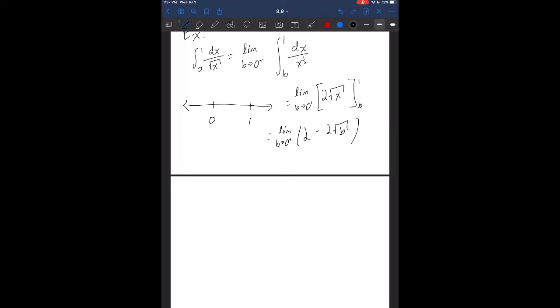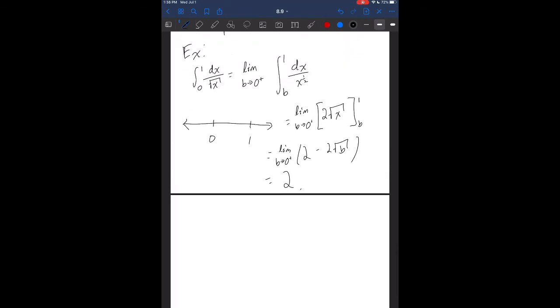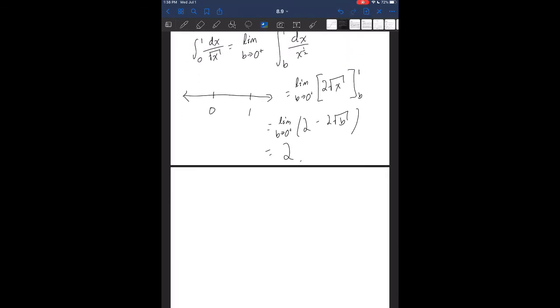And this is great, right? We aren't dividing by zeros, so this limit as b approaches 0 from the right of this 2 square root of b is going to be 0. So this is actually equal to 2. Great. And so that's going to be the answer for our integral.